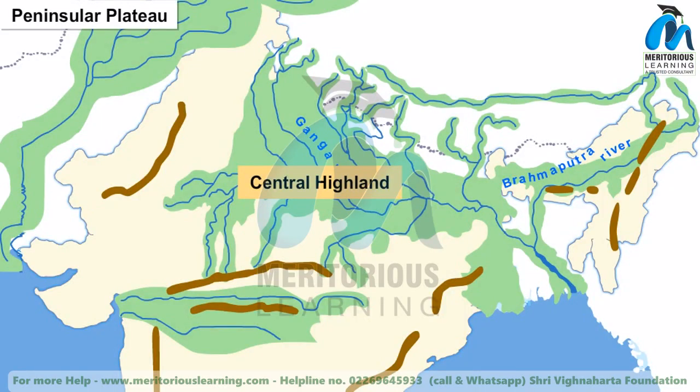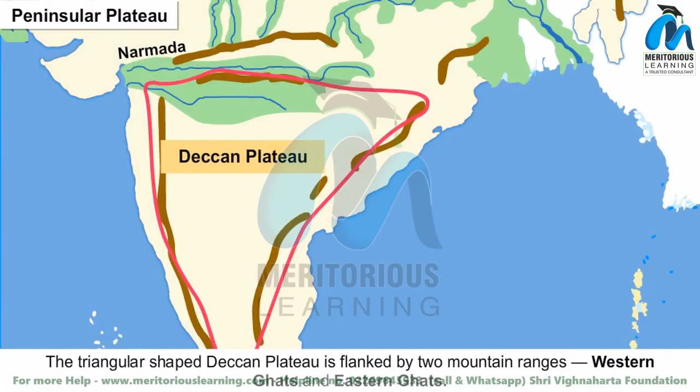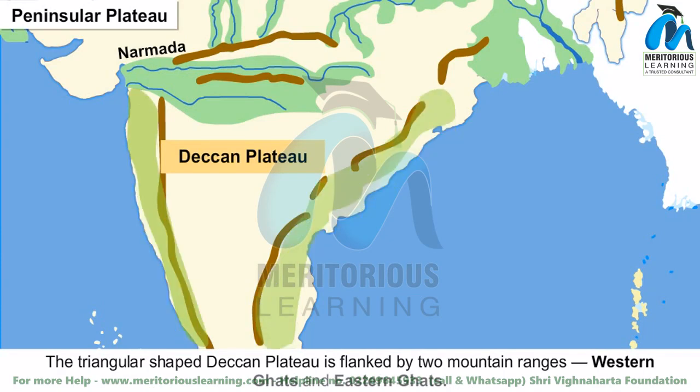The Central Highland lies to the north of river Narmada. It includes the Aravalli Range, Malwa Plateau, Chota Nagpur Plateau and some parts of the Vindhya Range. The triangular-shaped Deccan Plateau lies to the south of Narmada and is flanked by 2 mountain ranges, Western Ghats and Eastern Ghats.